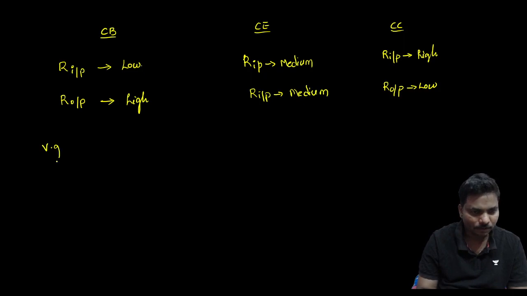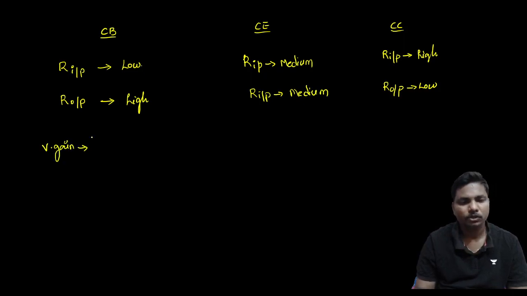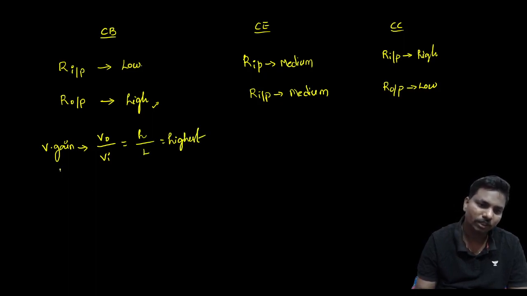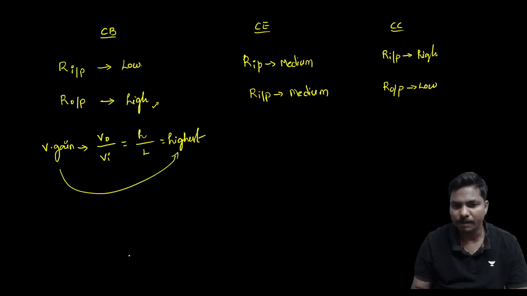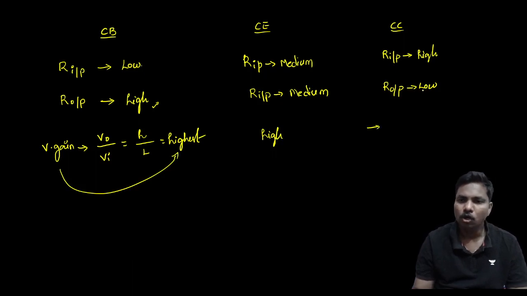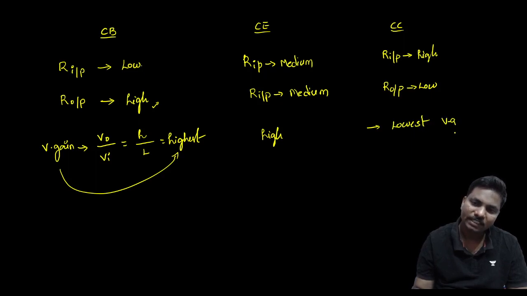Now voltage gain, which is output voltage by input voltage. Output side high resistance means high voltage drop, divided by input side low resistance, low. High by low is the highest. Very important question: voltage gain is highest in the case of common base. Here medium means high. Here low by high, that is the lowest. Voltage gain is very nearly equal to 1, so you can say it is a voltage buffer.